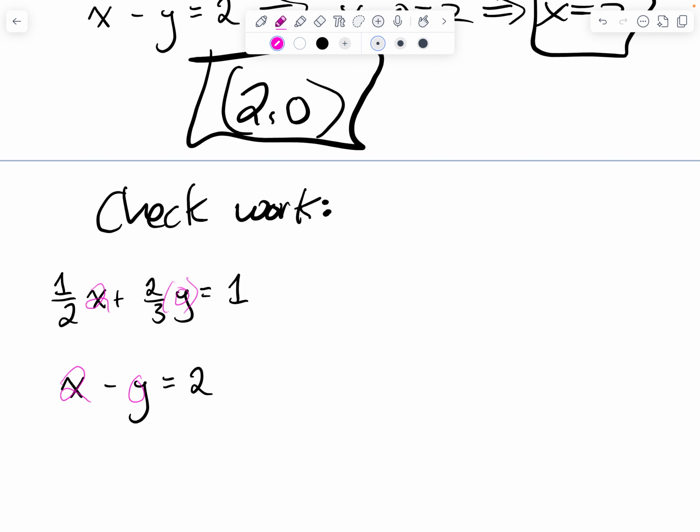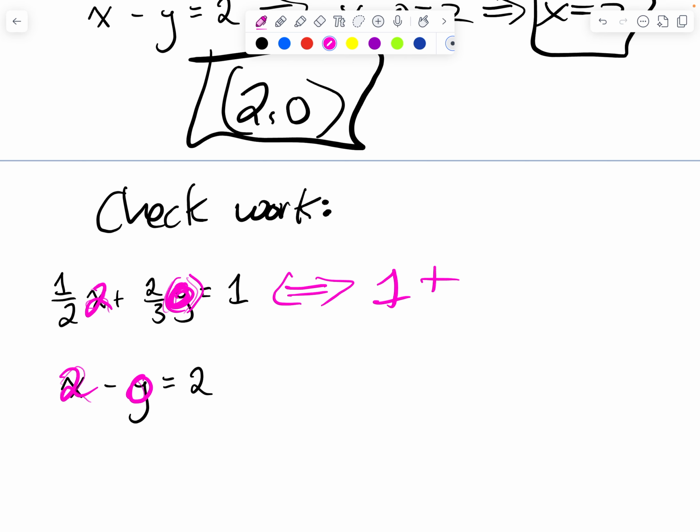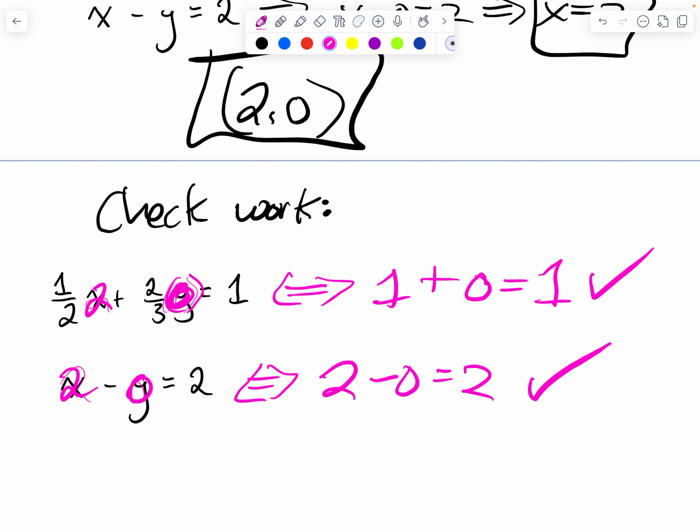Okay. If we do that, what do we get? 1 times 2 over 2. 2 over 2, that's just 1, isn't it? And anything times 0, these are hard to see. We're multiplying by 0 here. All right. So here, anything times 0 is 0. And then we have equals 1. Yes, 1 equals 1. How about this one? 2 minus 0 equals 2. Yes, that's true as well. Boom.